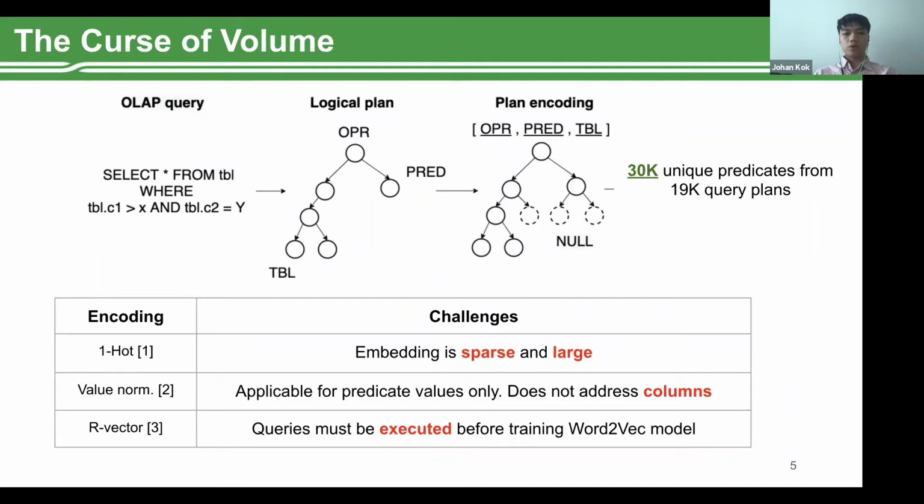If we use the one-hot encoding technique over 30,000 predicates, we will end up creating very large and sparse vectors. Using the R vector encoding does help in controlling predicate encoding size, but requires the execution of each query before building the word-to-vec model over the data rows. So imagine if every query takes at least 1 minute to execute. How much time will you have to wait to complete all 19,000 queries? In turn, we propose a way to efficiently encode predicates within a reasonable amount of time. More details will be shared in the subsequent slides.